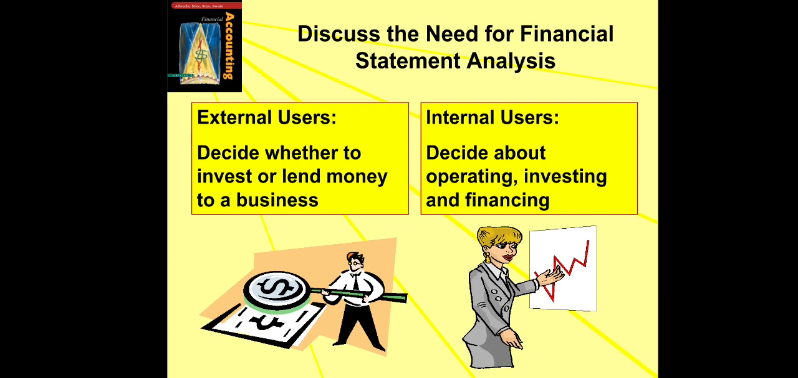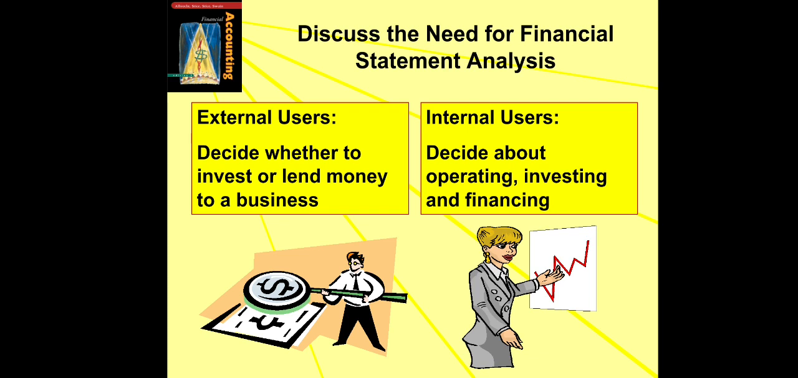Another group of external users is the lenders. Lenders are banks and financial institutions. They give loans, so they also do financial analysis. Before they give a loan to any business, they analyze the financial statement of the business first. Why do they do the financial analysis? Lenders do the financial analysis because they want to make a lending decision, to give a loan or not to give a loan.